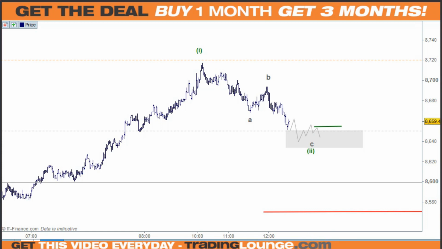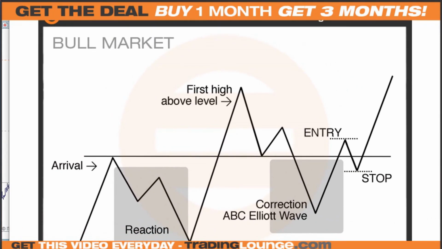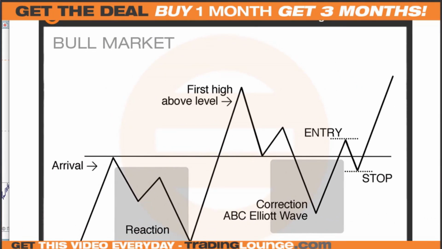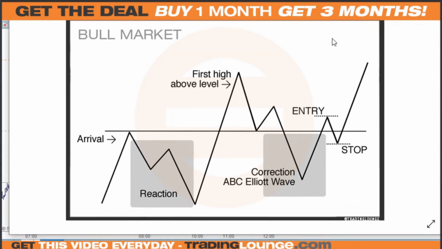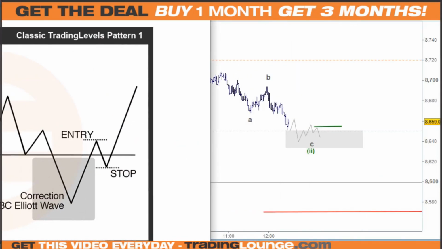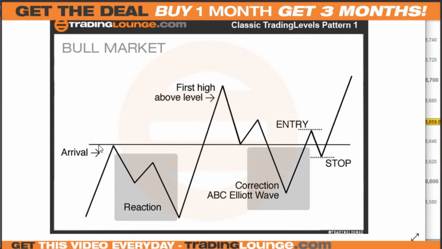So it'll look like this. Just bringing that over to there. Just get that in there. So that will be at the 86.50, the lower end of group 2, 86.50. So you want the arrival, the reaction, the first high above the level. Don't go chasing this. And then there'll be an ABC here.